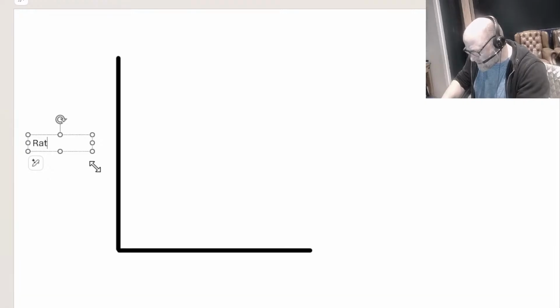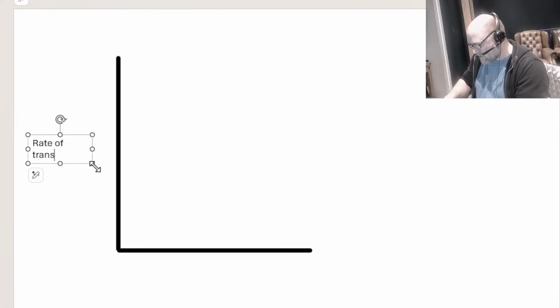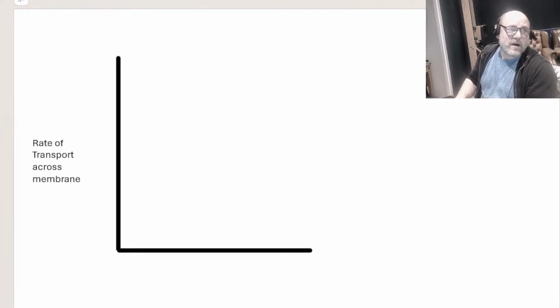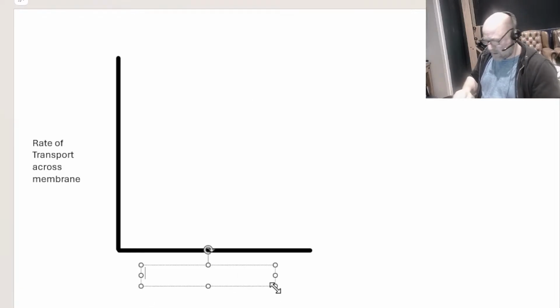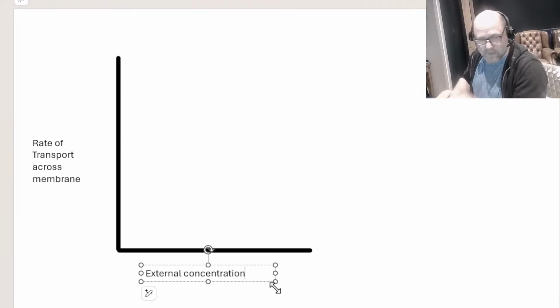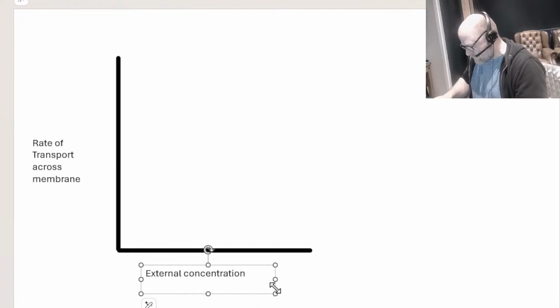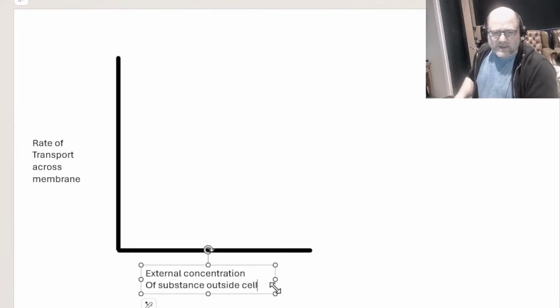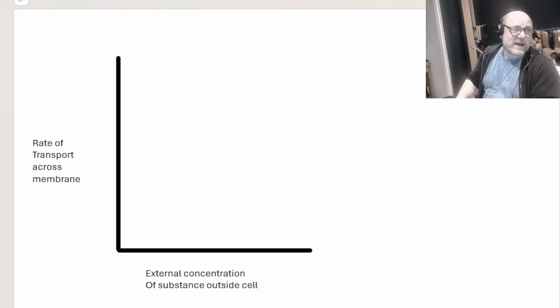Right, we want rate of transport across membrane. So you could have a graph like this: rate of transport across membrane, and we could have external concentration of substance. I don't know why I wrote outside the cell. If I've said it's the external concentration, it's obviously outside the cell. I'm just trying to make you aware that you could have something like this.